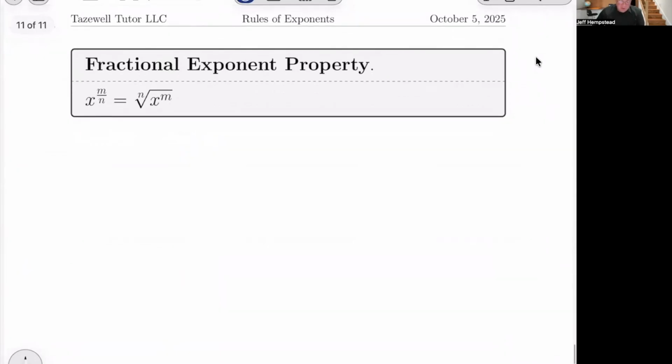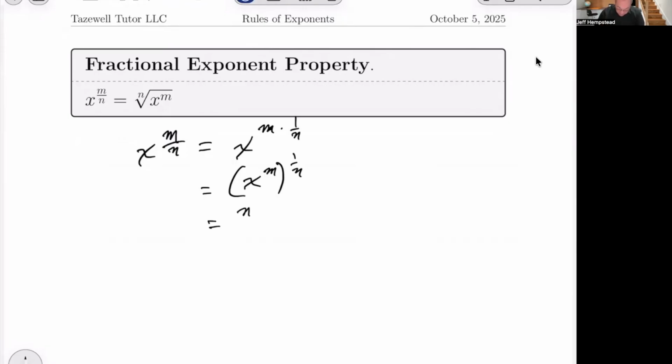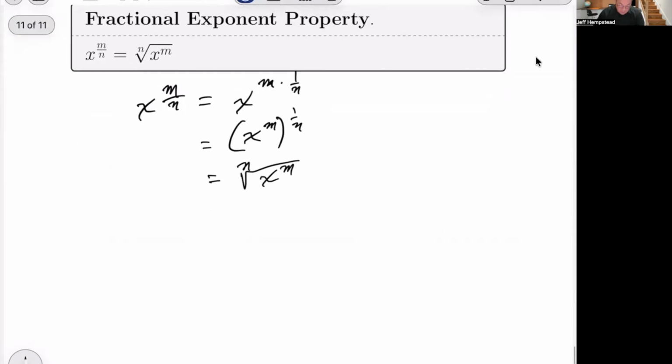The fractional exponent property. If we have a base raised to a power that is a fraction, we can write that as the nth root, n is the same as the denominator, of the base raised to the numerator. x raised to the m over n is equal to x raised to the power of m times 1 over n. x to the m can be our new base. And we just said that 1 over n power is the same as the nth root. And that's our property. Let's try it with real numbers.